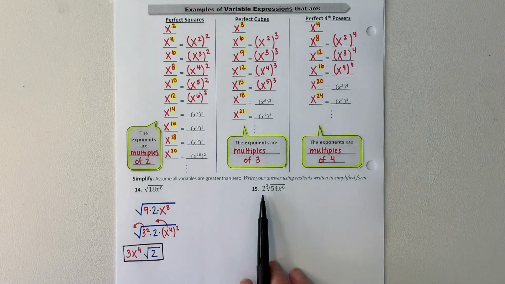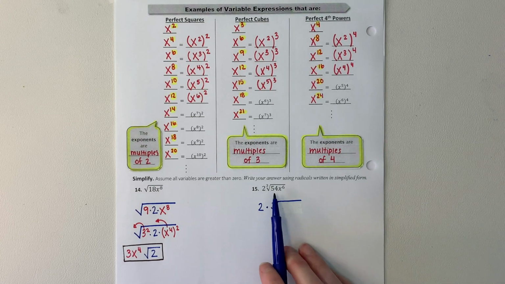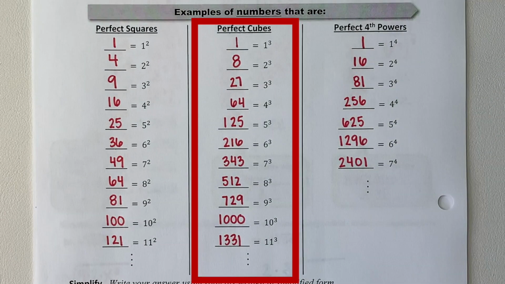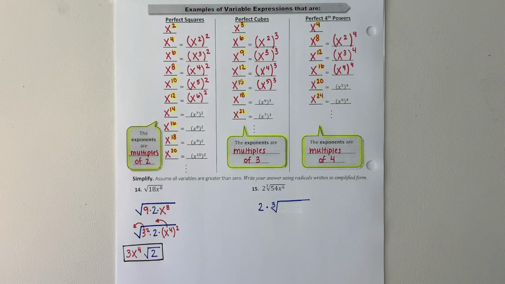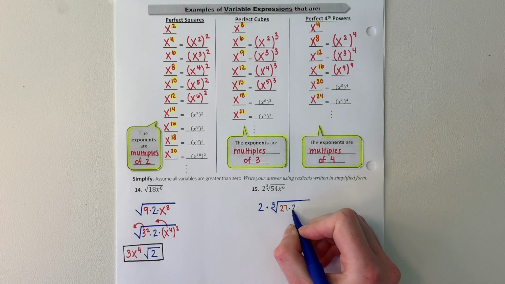Let's take a look at this next example. Now first we have to notice that the index is a 3. That means we're looking for perfect cubes. 54 is not a perfect cube. So we have to find the largest perfect cube that multiplies evenly into 54. You'll find that 27 is the largest perfect cube that multiplies evenly into 54. So we're going to rewrite 54 as 27 times 2.